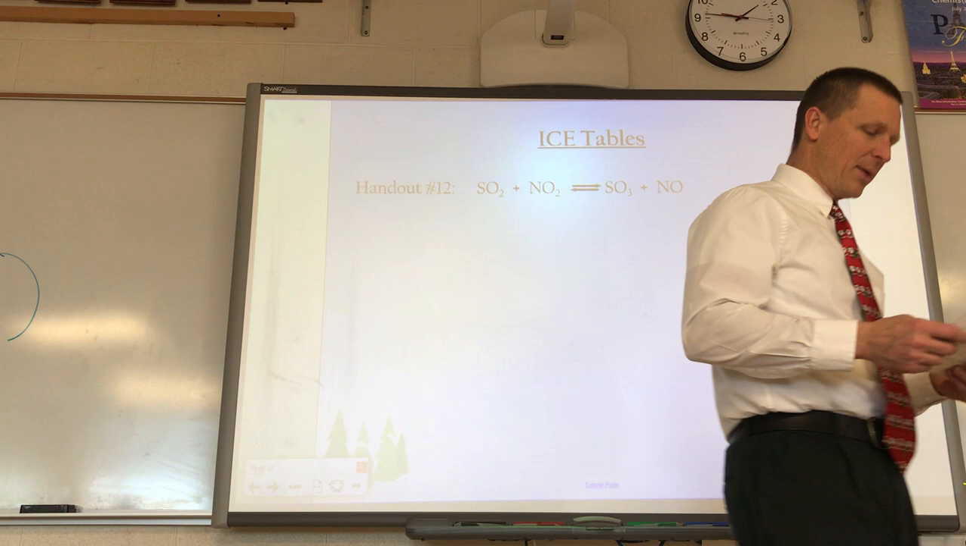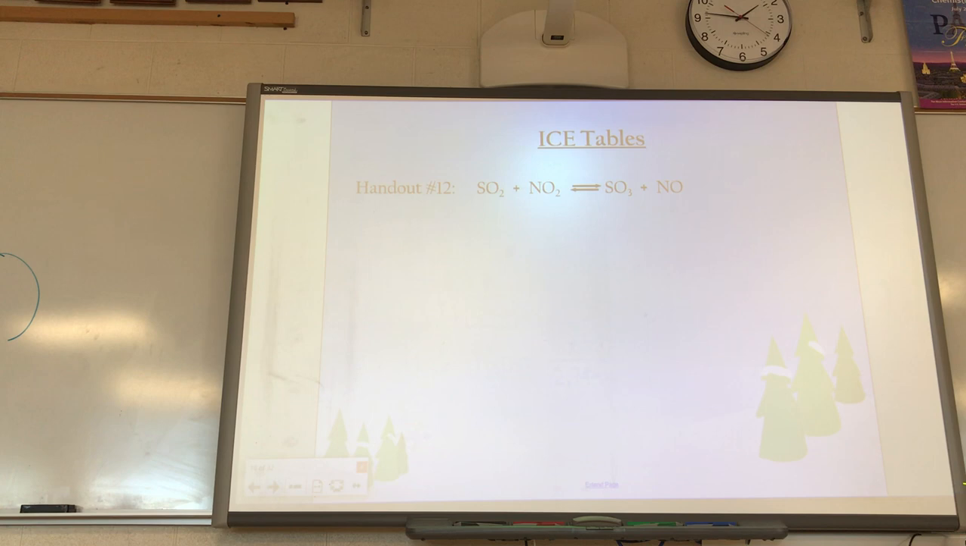All right, let's move on to number 12. For number 12, we now have this equation, SO2 plus NO2. It says the equilibrium constant is 18. That's where I got the 18 from, at 1,200 degrees. If 1 mole of SO2 and 2 moles of NO2 are placed into a 20-liter container, what concentration of SO3 will be present at equilibrium?